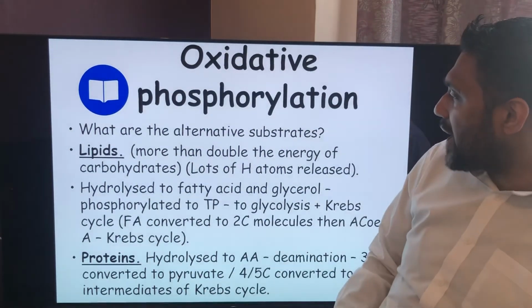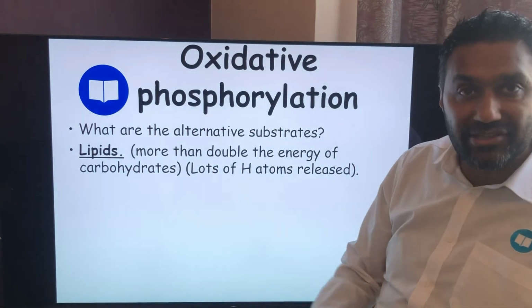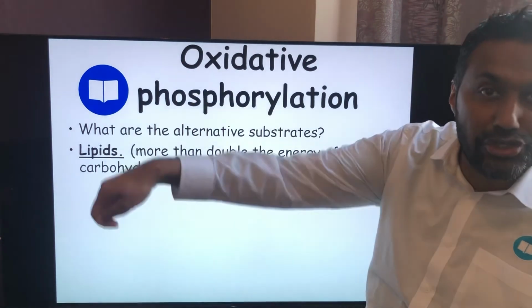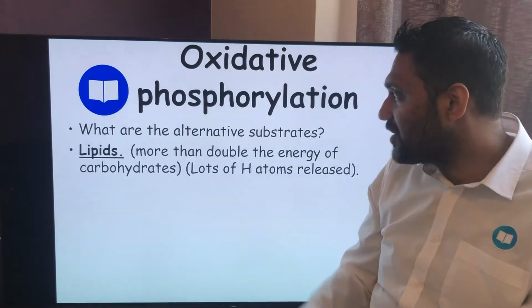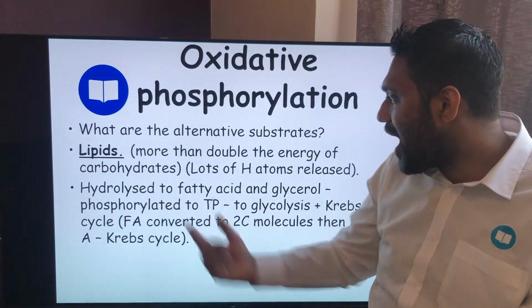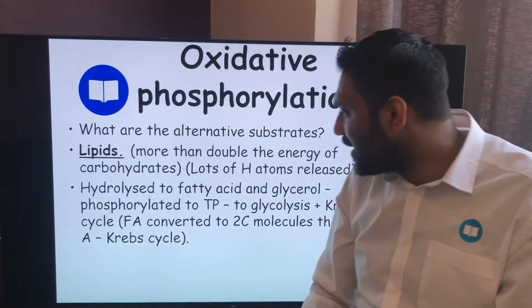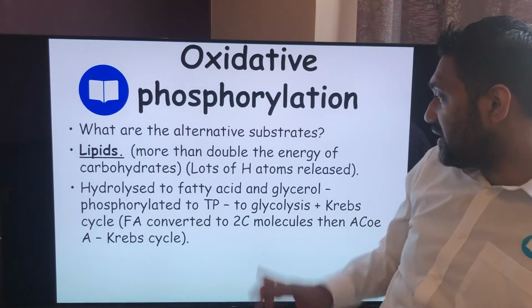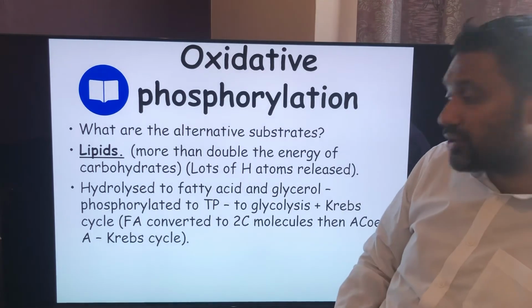Lipids more than double. Why? Because there's lots and lots of hydrogen atoms being released from lipids, and it's those hydrogen atoms that you need to join on to NAD and FAD for them to get reduced. So if there's loads of hydrogen atoms around, that's what happens. You hydrolyze the fatty acids and the glycerol. The glycerol actually is the thing that gets phosphorylated into triose phosphate.